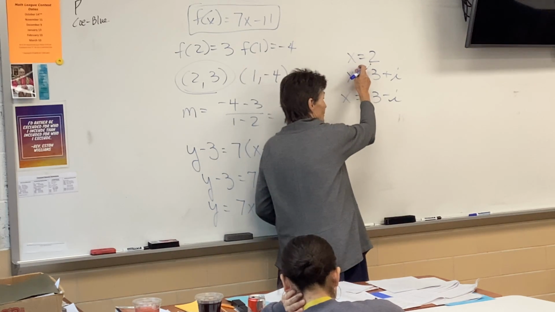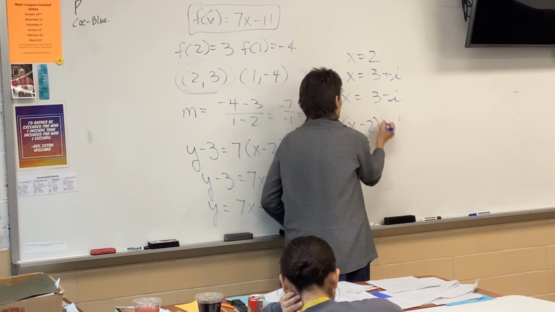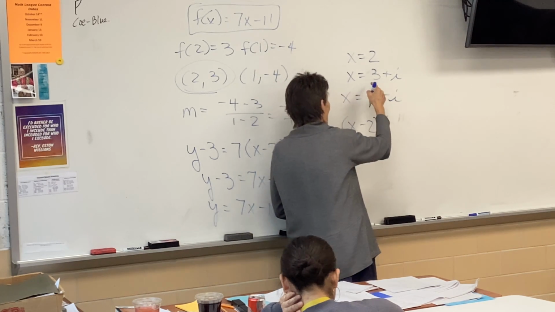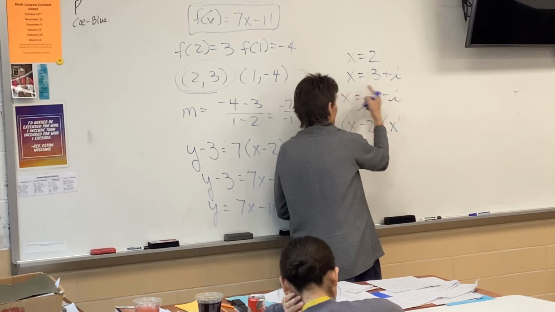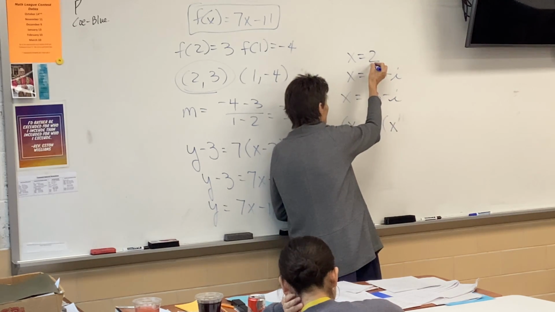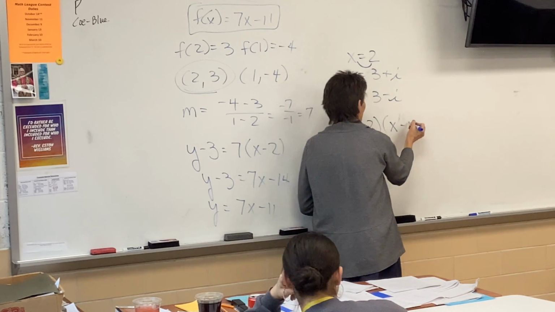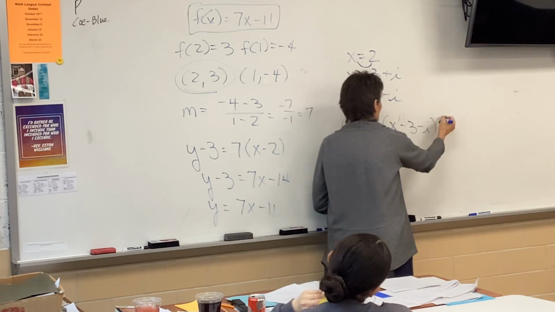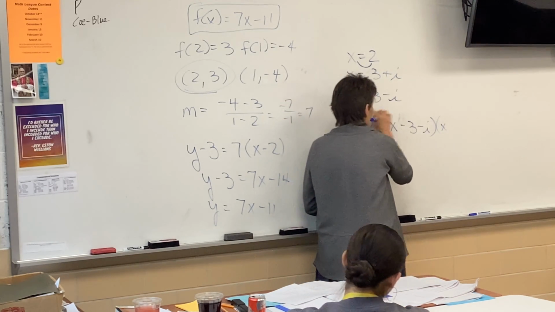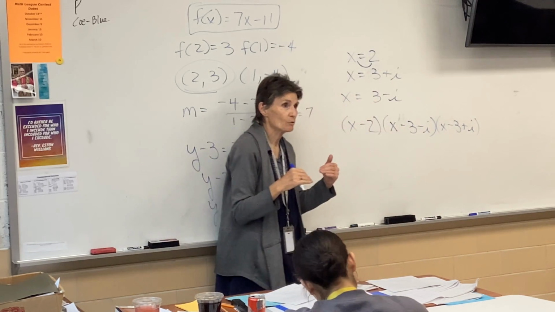What factor does that correspond to? x minus 2. What factor does that correspond to? x. Watch it, then you subtract. You pull this over. So x minus 3 minus i. And this one would be x minus 3 plus i. Kids, when you put them in the parentheses, you have to change your signs.